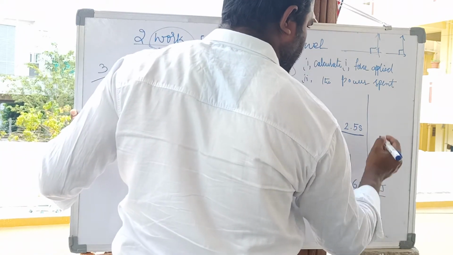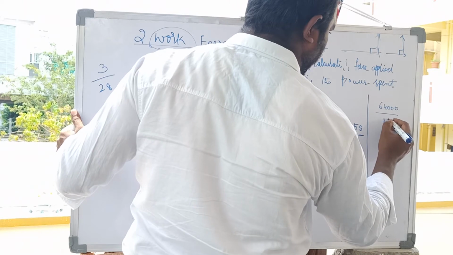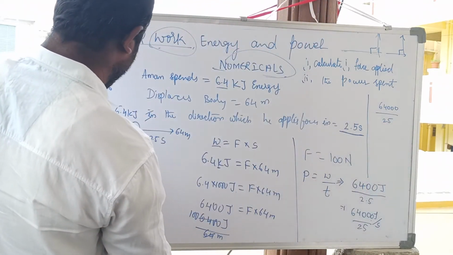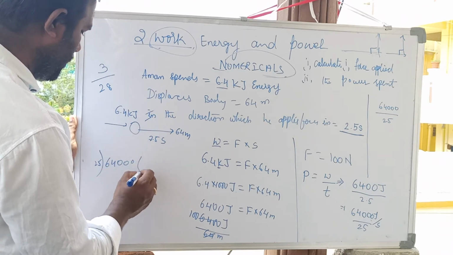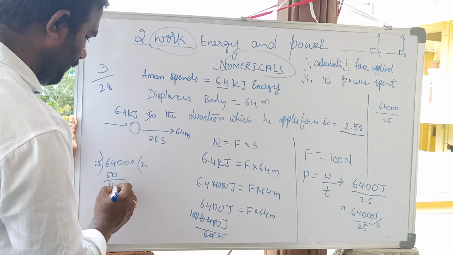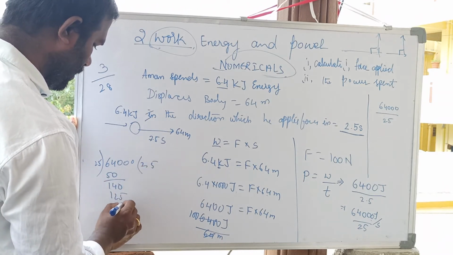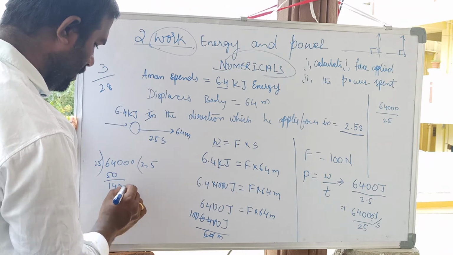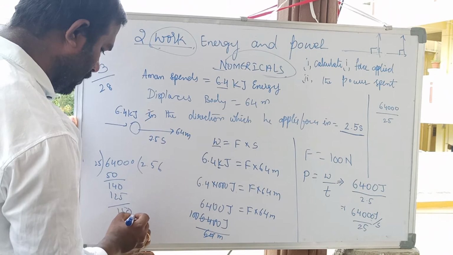64,000. We can write it this way, 64,000 by 25. I can do it here. 25 to the 50. 140. 25 5s are 125. 5 1s are 5, 25 6s are 2560.